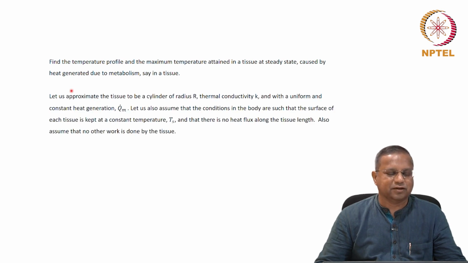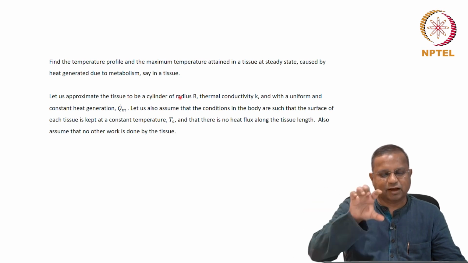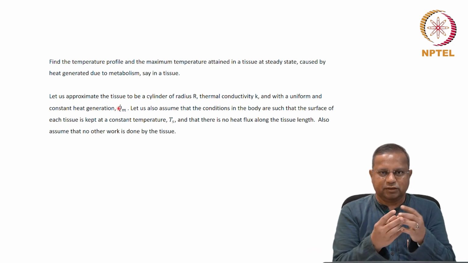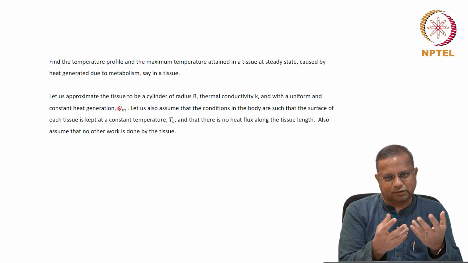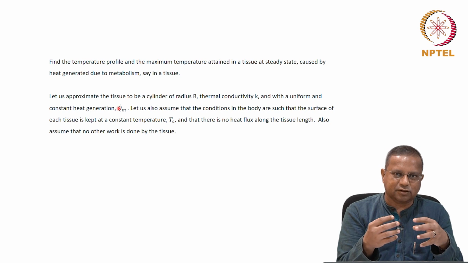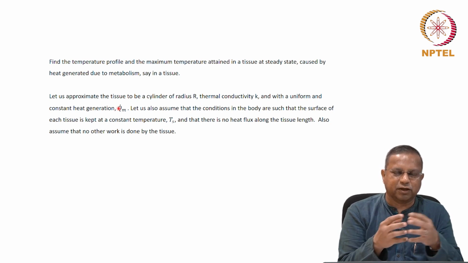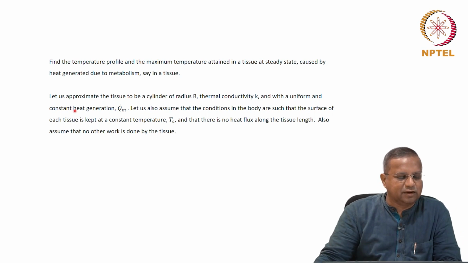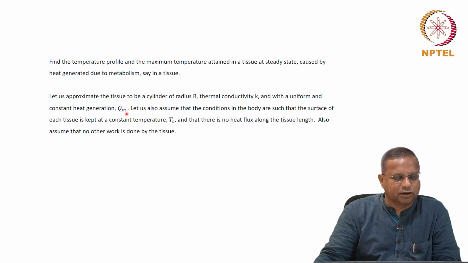For that, let us approximate the tissue to be a cylinder of radius r and thermal conductivity K, and with a uniform constant heat generation Qm dot. There is a tissue, let's say muscle tissue, a lot of blood supply to it and so on and so forth, and a lot of metabolic processes, biochemical processes going on. There is a lot of heat generated because of those reactions, and that is what we are going to call Qm dot, metabolic heat generation rate, and we're going to take it as a constant in this case.